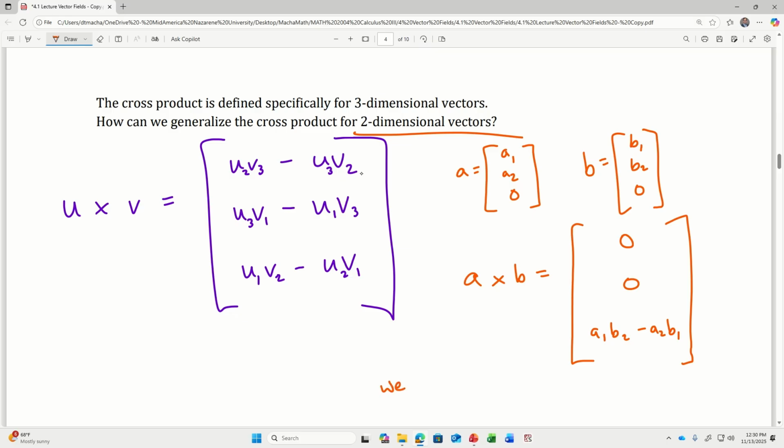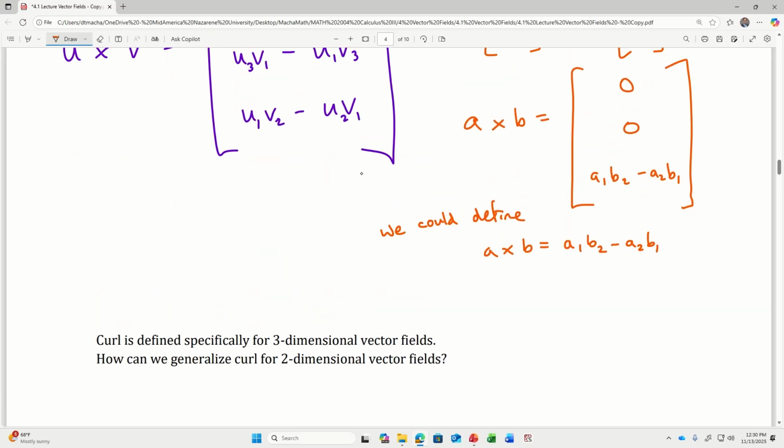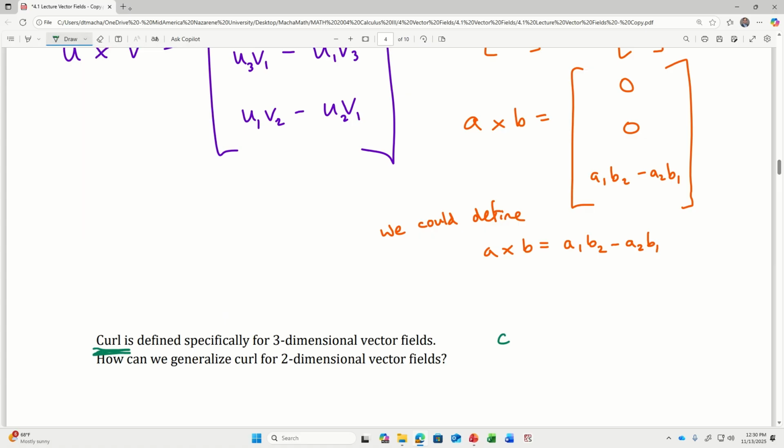So we could define the cross product of 2 2-dimensional vectors just to be this scalar. Okay? And with that said, the definition of curl for a vector field is defined as the gradient operator cross product with the vector field.